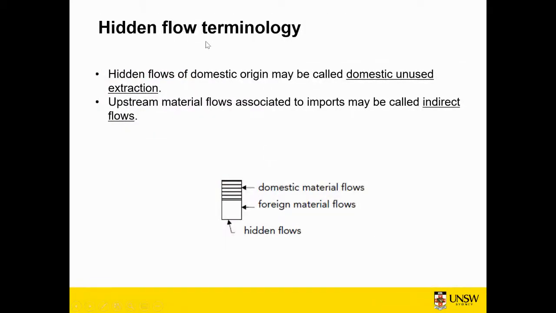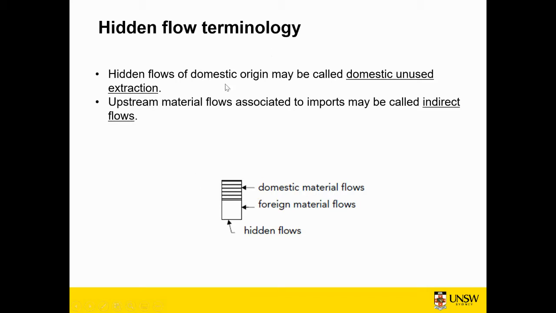So we have some special names for these hidden flows depending on where they come from. If these hidden flows are from domestic economic activity, so if they happen inside the country's territory, we call it domestic unused extraction. Remember, when we say domestic extraction, normally we are talking about domestic used extraction, the things that actually enter the economic process. But we also have the hidden flows that happen inside the country, and we call it domestic unused extraction.